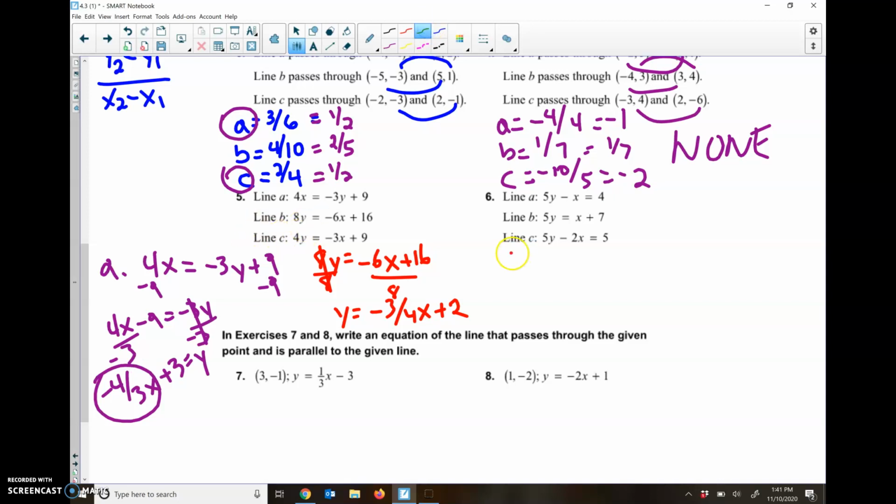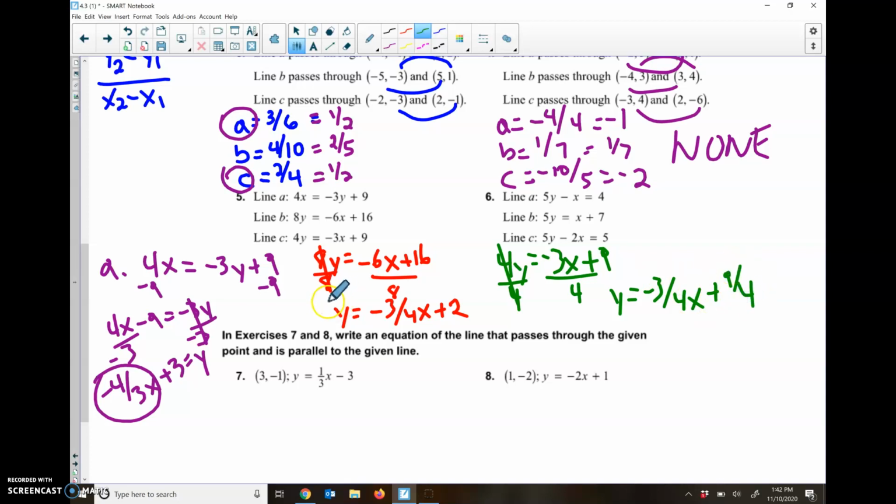So we got to look at line C. They're making us do work here now. Got to do all of them. So same thing, 4y equals negative 3x plus 9. Divide by 4, divide by 4. So y equals negative 3/4 x plus 9 over 4.